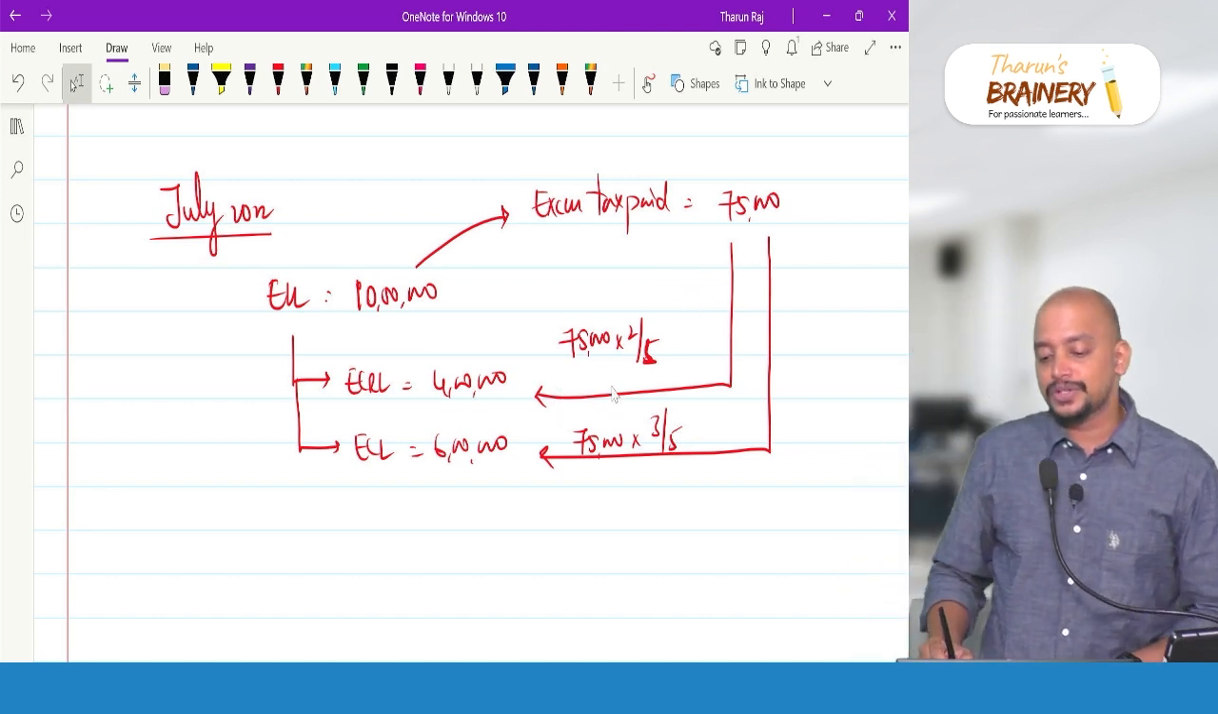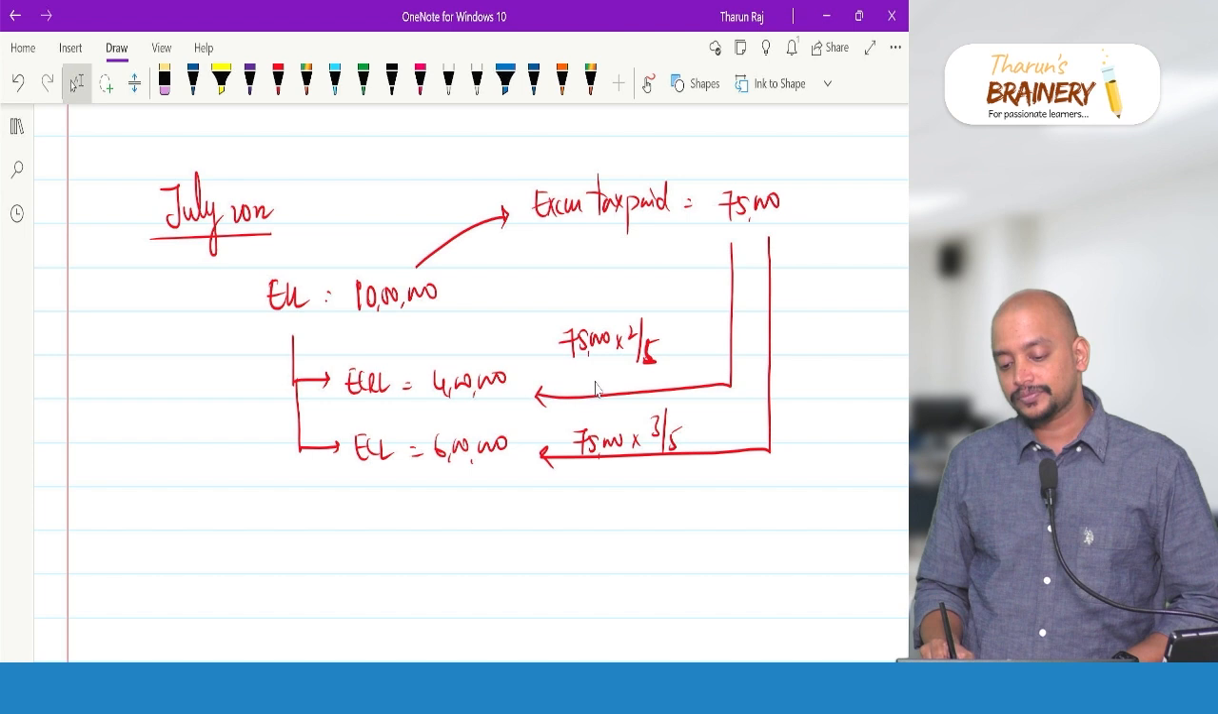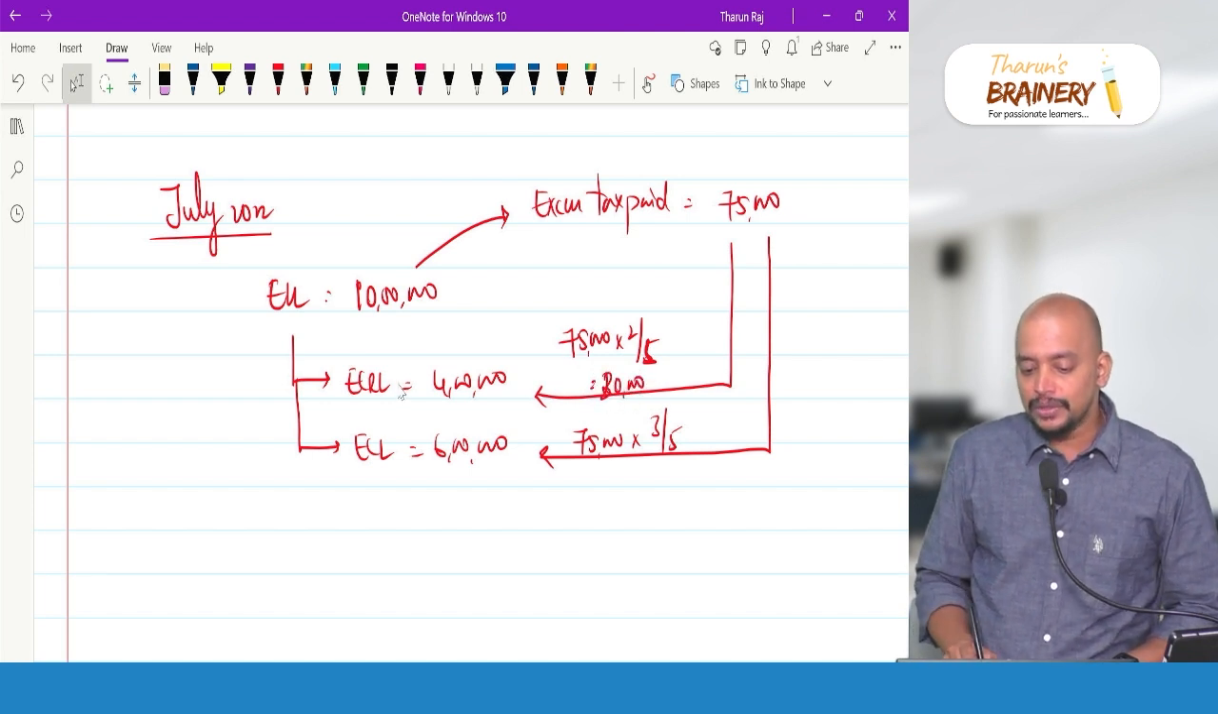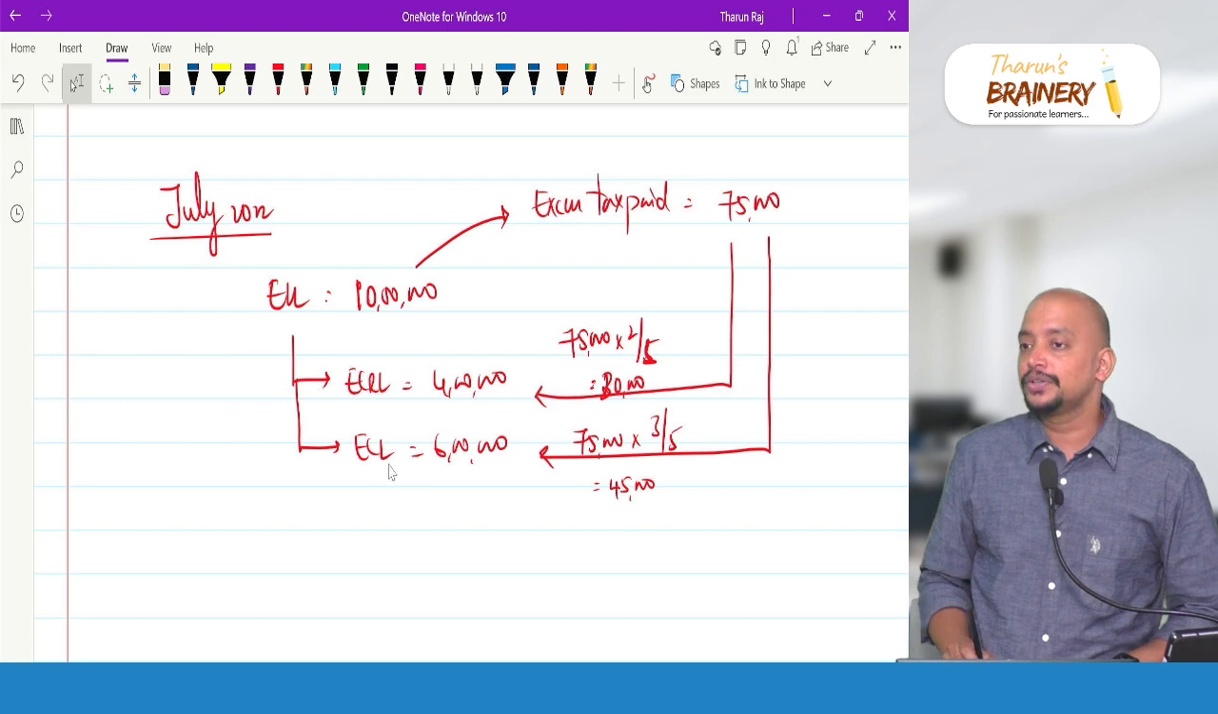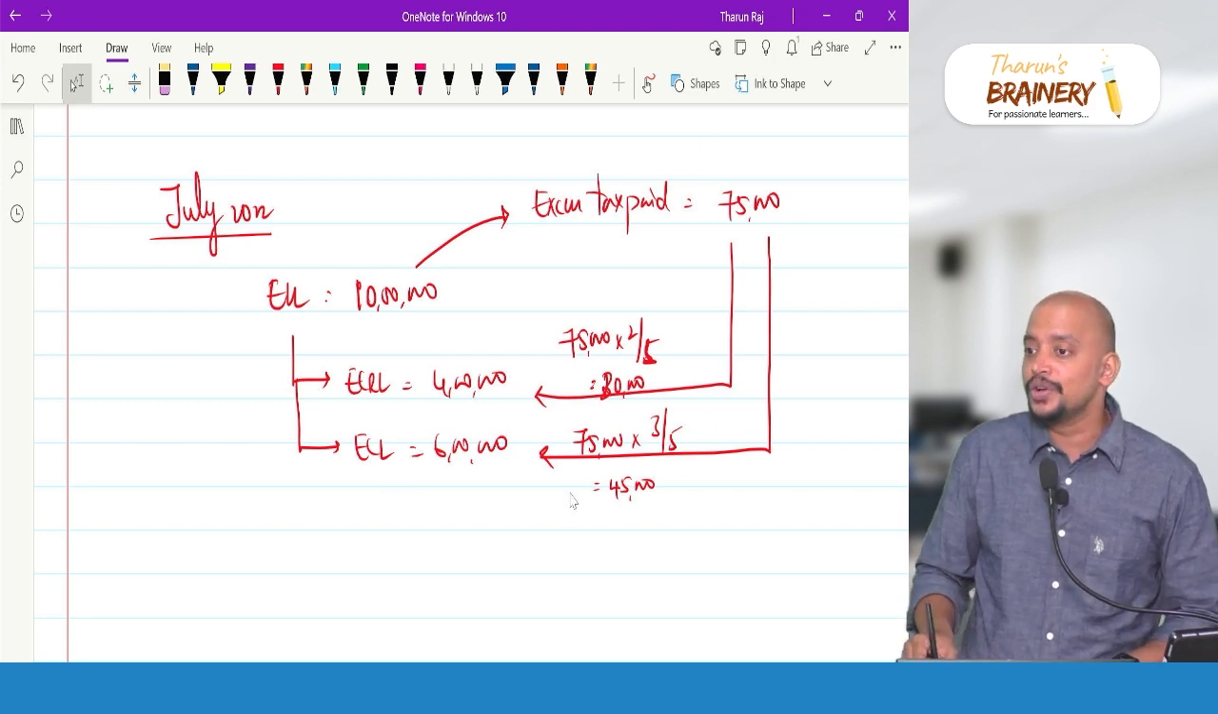So, 75,000 into 2/5 is what? 30,000 will be given into the credit ledger, and the balance 45,000 will be given into the cash ledger. So, this is the refund to the original source.